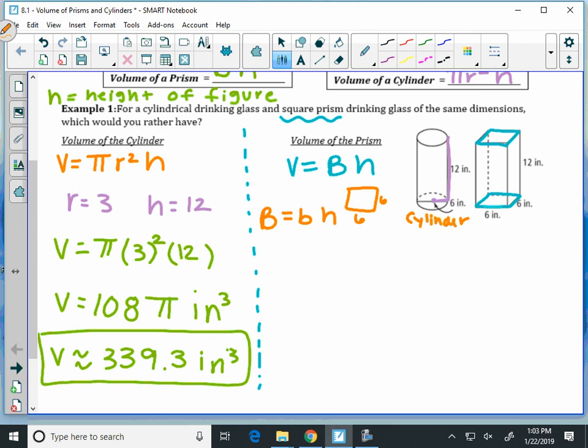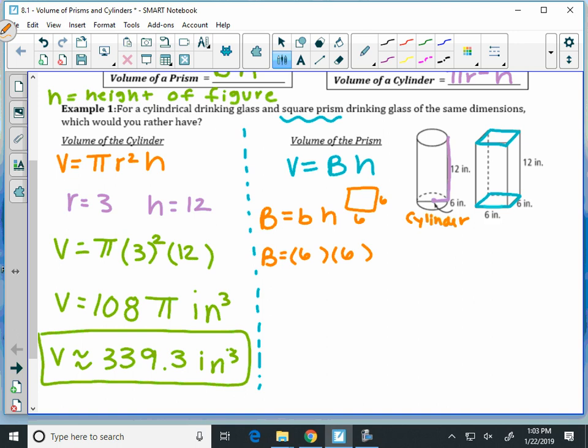So what is the base of our square? 6. What's the height of my square? 6. This is where it gets tricky, because if you notice, there's an H here, and there's an H there. 2 completely different H's.